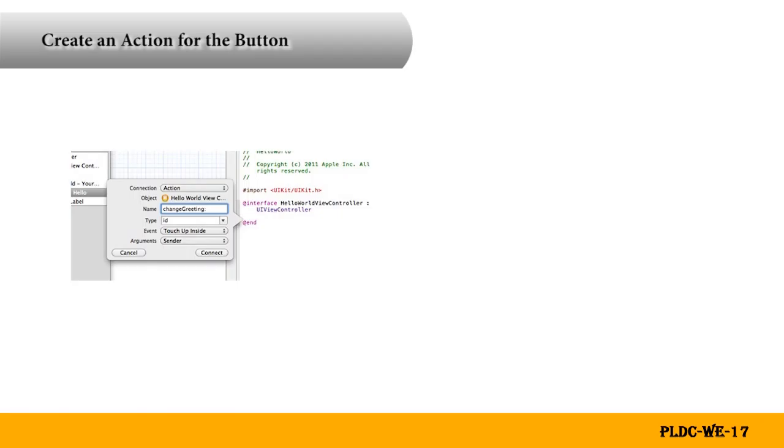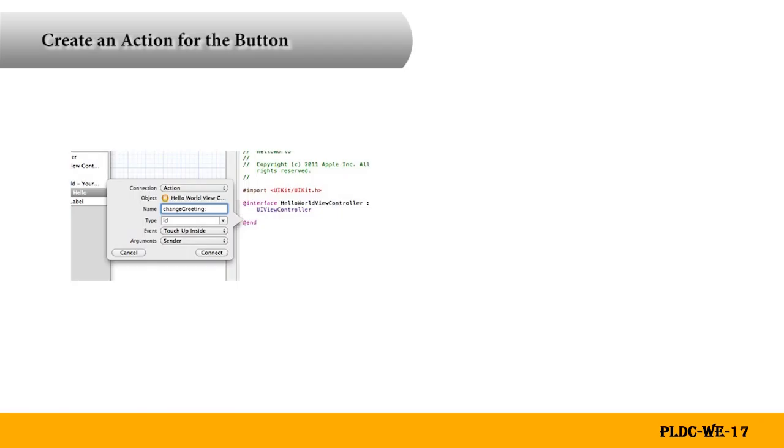Make sure that the Type field contains id. The id data type can represent any Cocoa object. You want to use id here because it doesn't matter what type of object sends the message. Make sure that the Event pop-up menu contains Touch Up Inside. You specify the Touch Up Inside event because you want the message to be sent when the user lifts the finger inside the button. Make sure that the Arguments pop-up menu contains Sender.